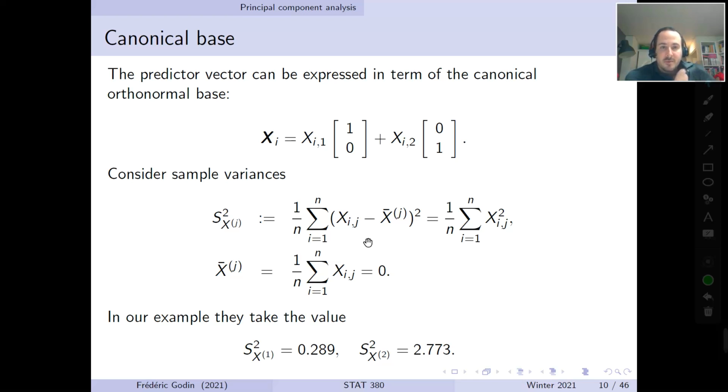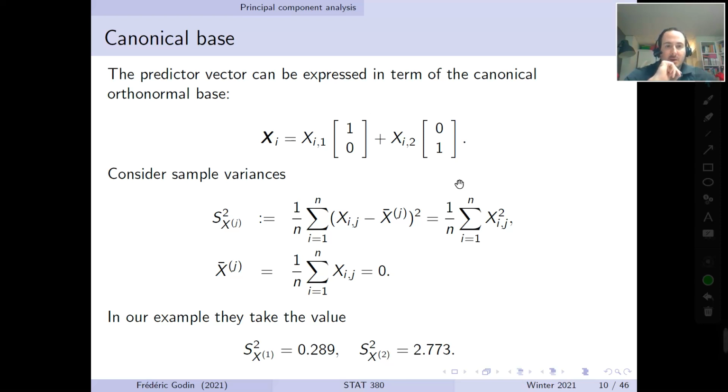So let's define s squared xj as the sample variance of the jth coordinate in the entire data. We can calculate the sample variance by this formula, and recall that each predictor was centered, so their sample average was 0, so this term disappears. It is simply the average of the squared jth predictor across all observations of the data set. In our example, for predictor 1 it's 0.289, and for the second predictor it's 2.773.